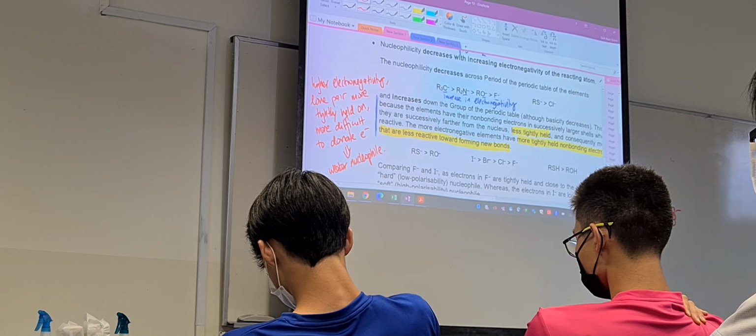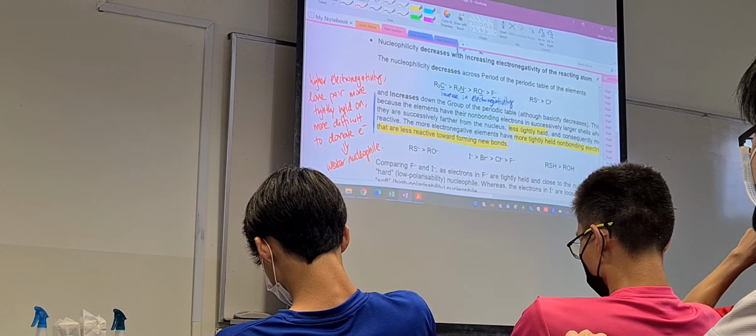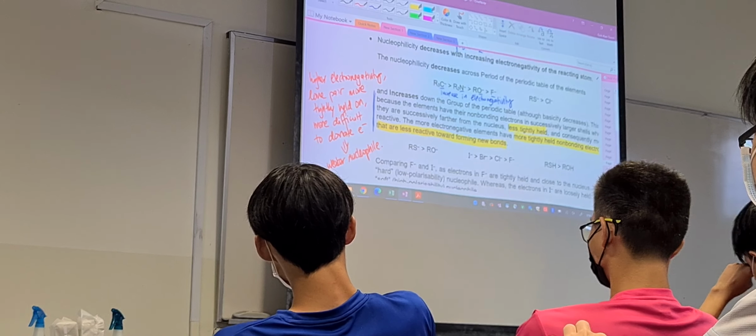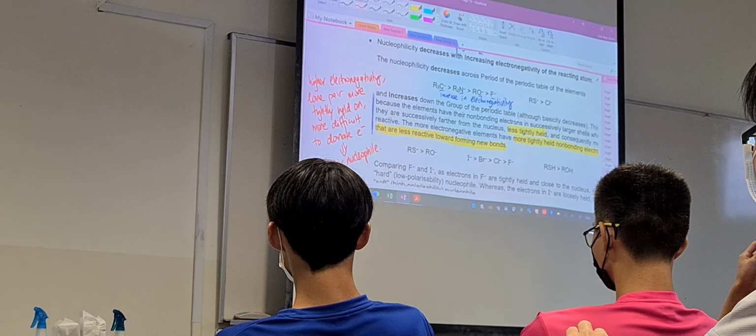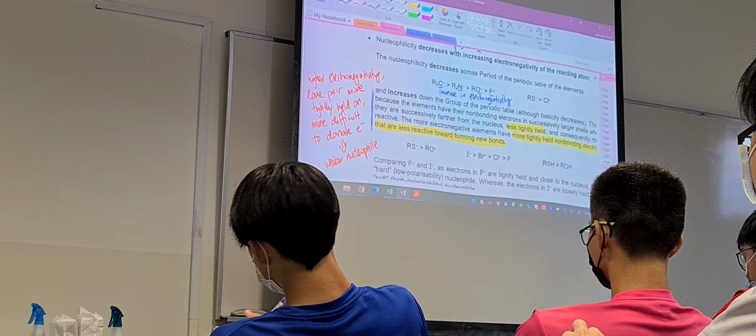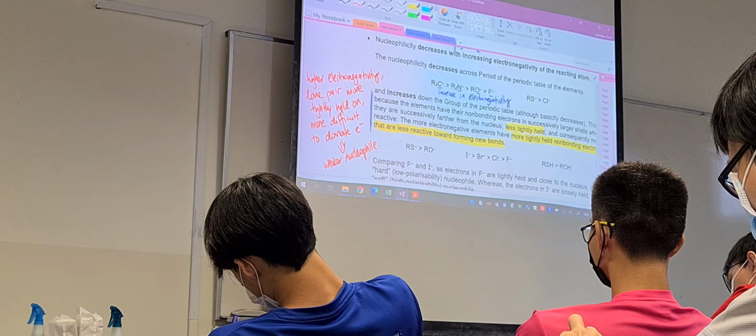Okay, so in conclusion, it is what I've written there on the left hand side. If you have higher electronegativity, the lone pair electrons will be more tightly held on by the nucleus. It doesn't want to donate, that's why it's a poor nucleophile.